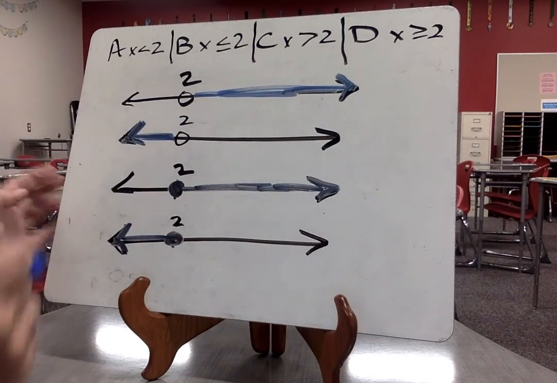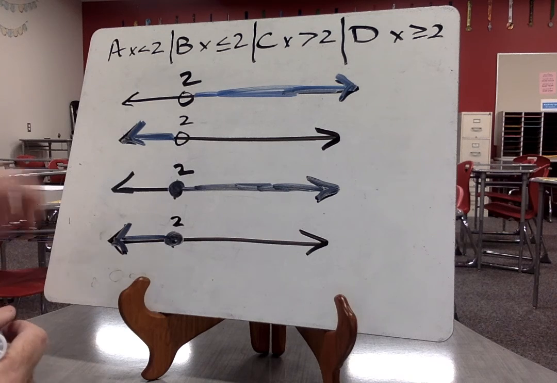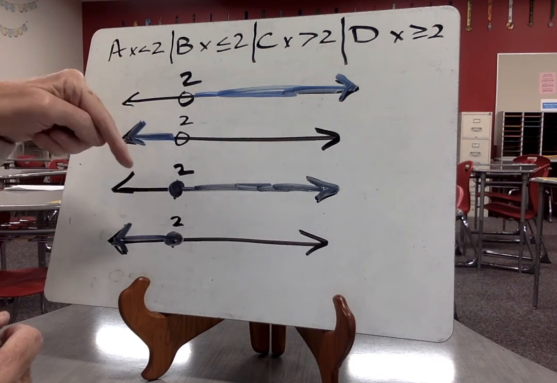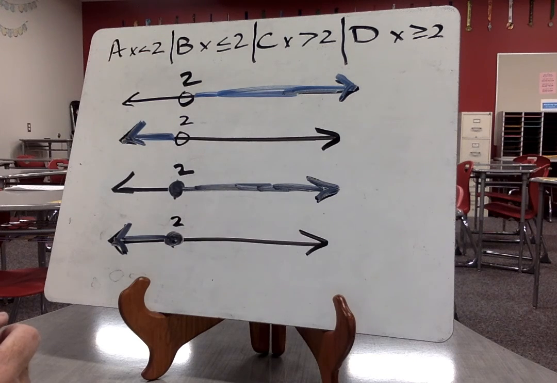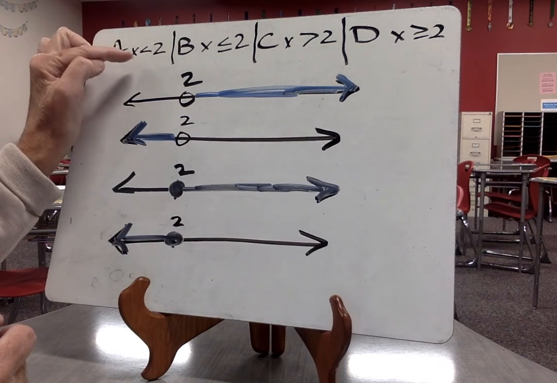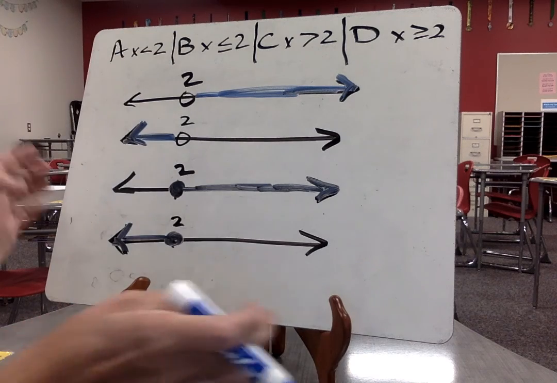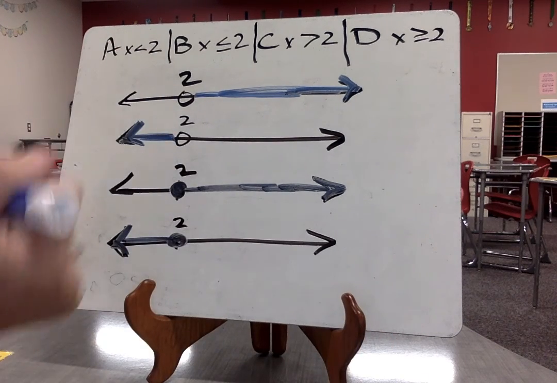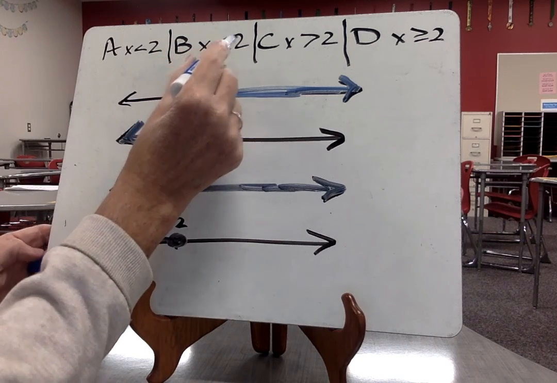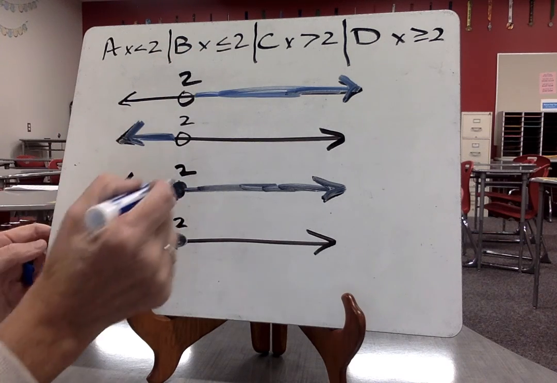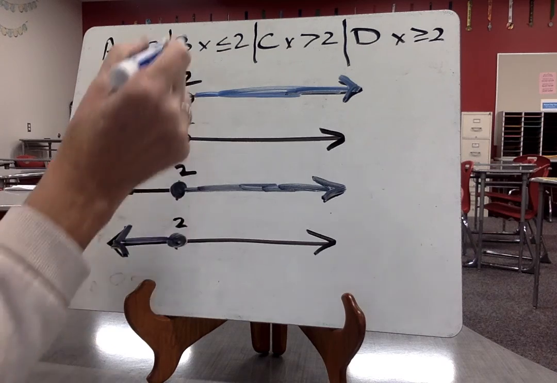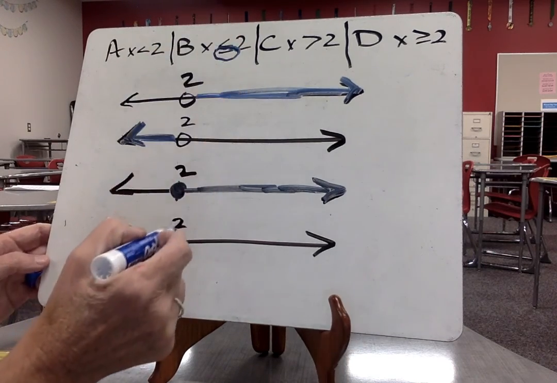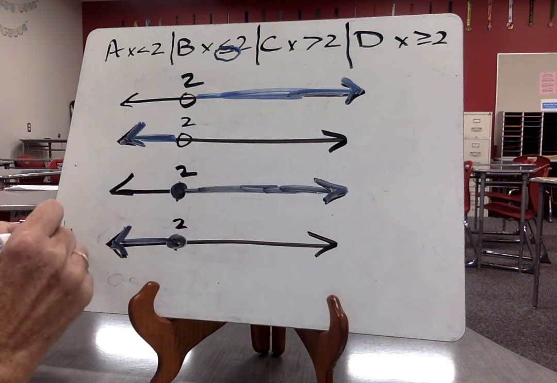So A, x is less than 2. Now, one easy way to remember whether the dot is open or closed is whether it has more ink. Now, which one has more ink, A or B? If you said B, then you're absolutely right. So B, x is less than or equal to 2. It has to be a closed dot because there's more ink down here. So less than or equal to 2, this one would be this one.